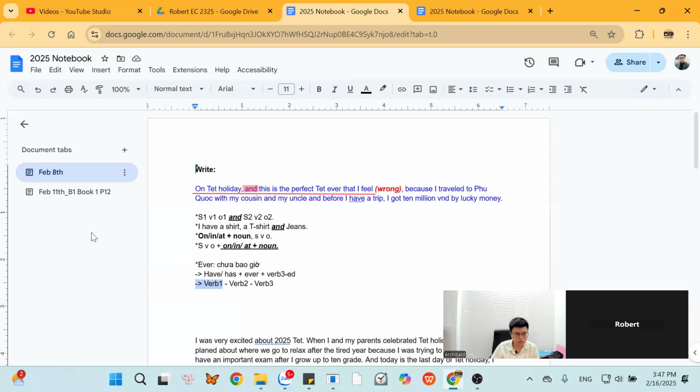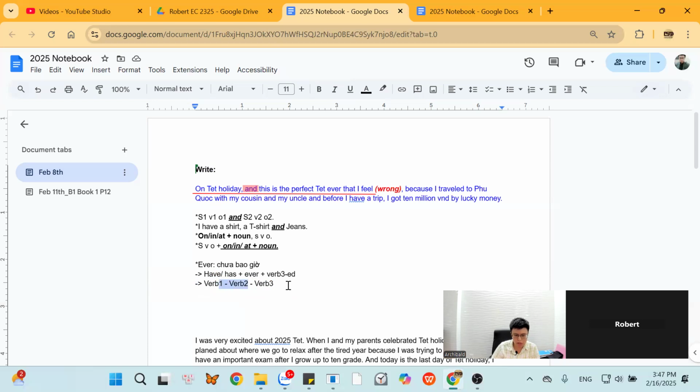Robert, do you know when we use the first verb? We have three kinds of verbs in English: verb 1, verb 2, and verb 3. So when will we use the first verb? Robert, please. We use verb one in the present. Yes, in the present. Very good.